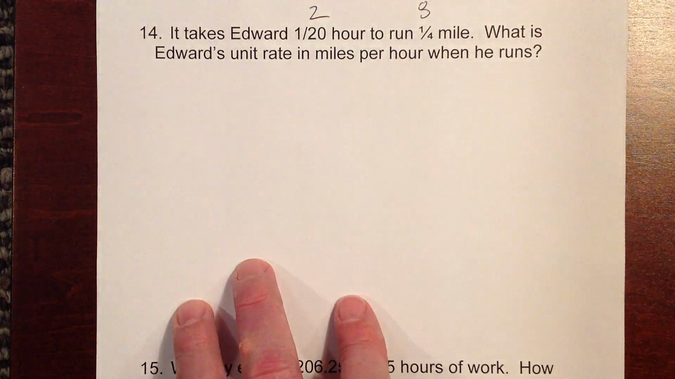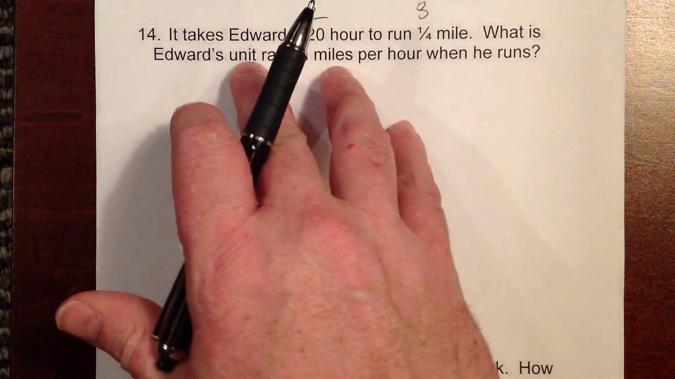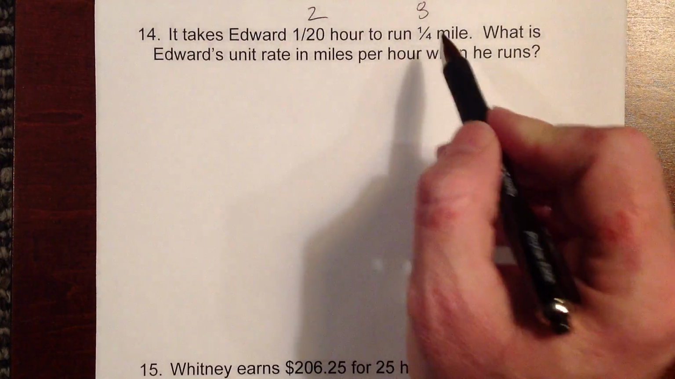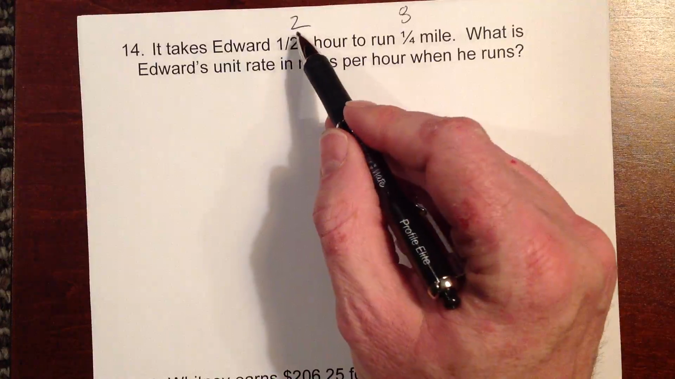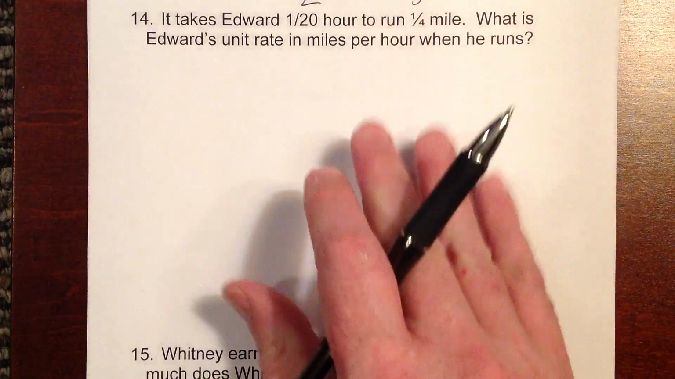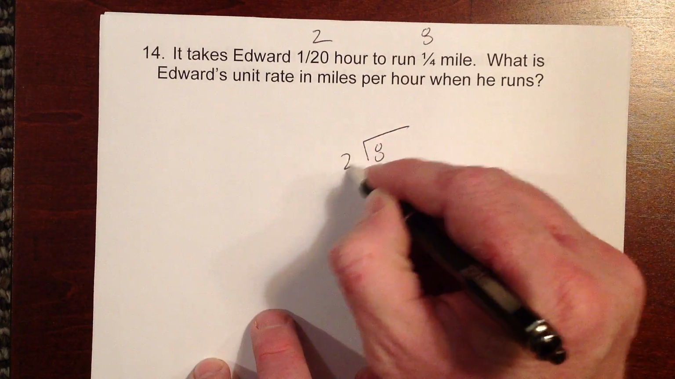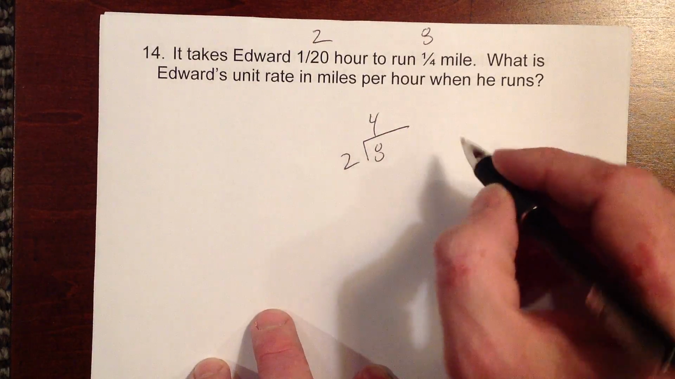We want to figure out what operation to perform. And the way this one's worded, you got to be careful. You can say, well, it's 2 divided by 8, boom, done. No. He runs 8 miles in 2 hours. So in this case, we would divide 8 by 2 and get 4. We're going to be dividing here.